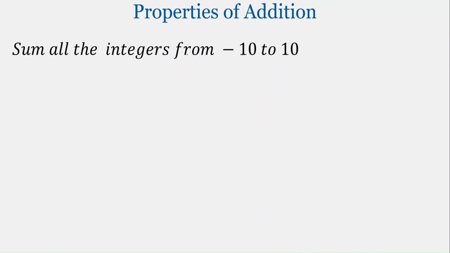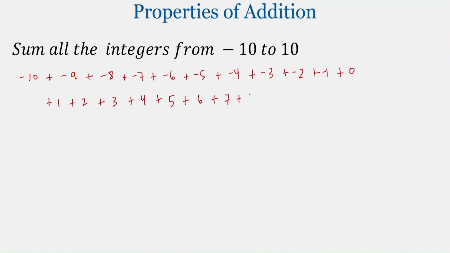So now let's sum all the integers from negative 10 to 10. Let's start by writing these out. Negative 10 plus negative 9. Again, we can use standard rules of addition to add these. We'd have negative 10 plus negative 9. That gives us negative 19.